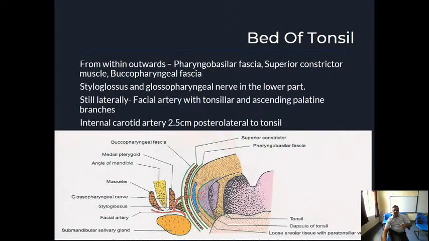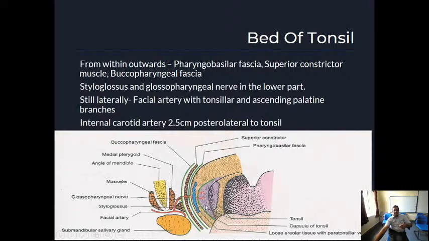Then you come to the bed of the tonsil. Now if you come to the bed of the tonsil, this is how it is. The bed of the tonsil, this is the one. Now the tonsil is covered by the mucous membrane, a pseudocapsule, and then you have from within outwards the pharyngobasilar fascia. That's the one, the green one that you see. This, as I told you, the tonsil is in a capsule, pseudocapsule, where there is a fibrous, loose connective tissue.